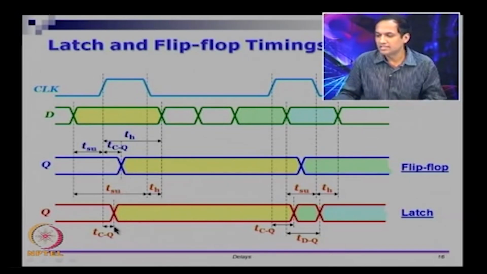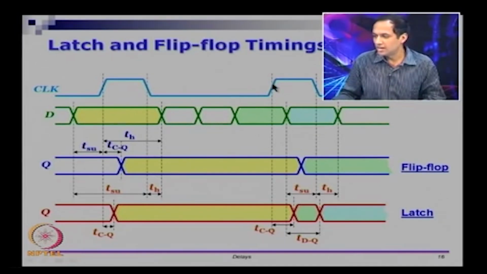So, if you go and look at the TC to Q delay, the opening edge of a latch is this rising edge and Q is changing here. So, TC to Q is this. Now, the latch actually got closed at this edge. So, the transitions, the two white transitions will not be seen.